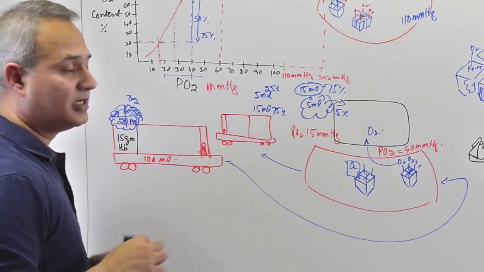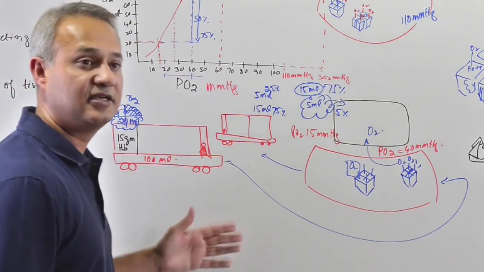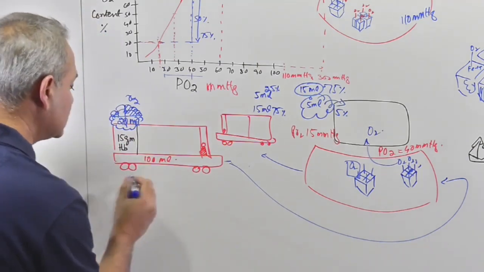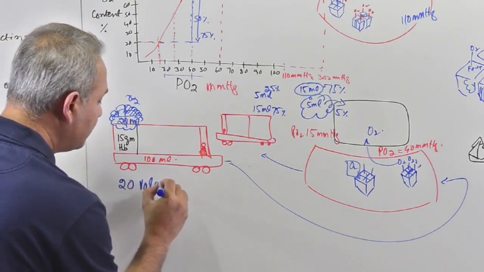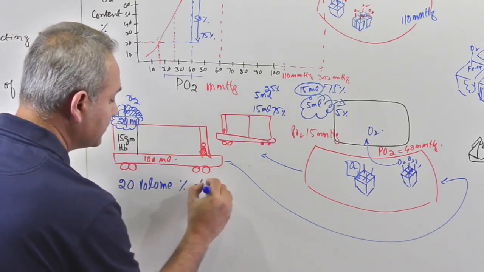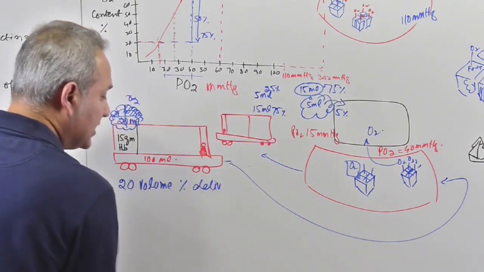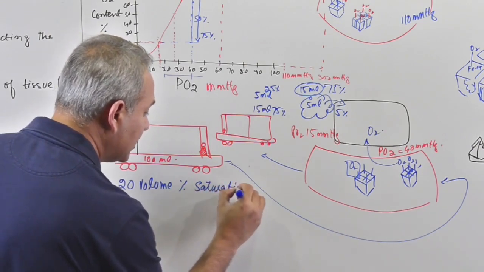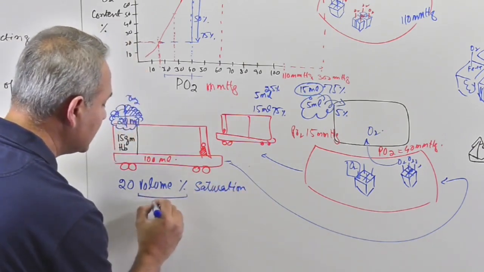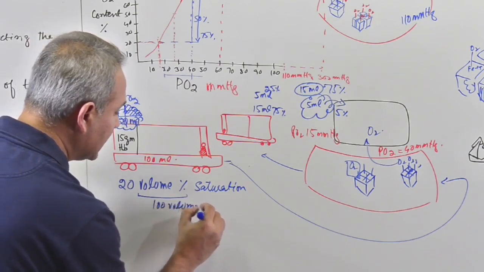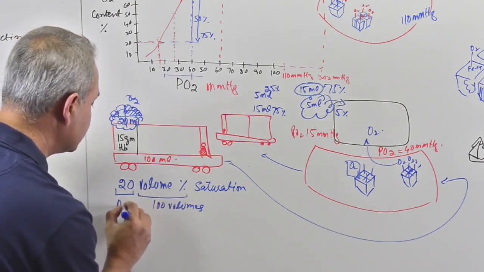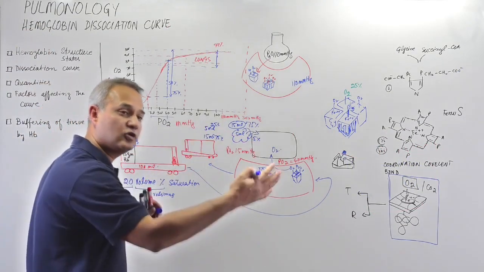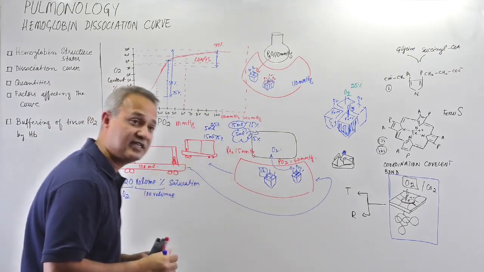That is really important, because how do you do the math? You take 100 ml, you calculate the saturation. Normally we say it is 20 volume percent saturation delivery. 20 volume percent saturation means that 100 volumes of blood has 20 volumes of oxygen on it, and that is carried by 15 gram of hemoglobin. Of course, if hemoglobin increases, then this would increase, and if hemoglobin decreases, then this would decrease.